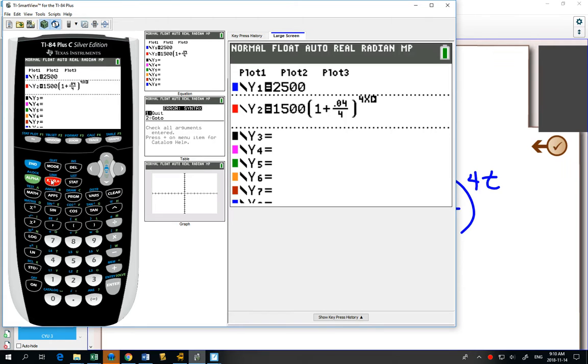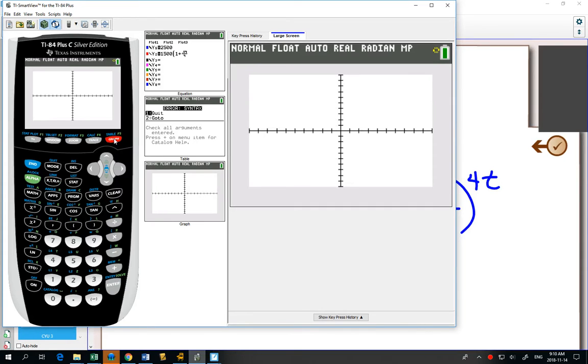Now, if you hit graph right now, can you tell me why you'll probably not be able to see y1? What is y1? What kind of graph is that? It's a straight line at 2,500. So if you have your graph set from -10 to 10 like mine, you will not see that line at 2,500. What kind of graph is the right-hand side?